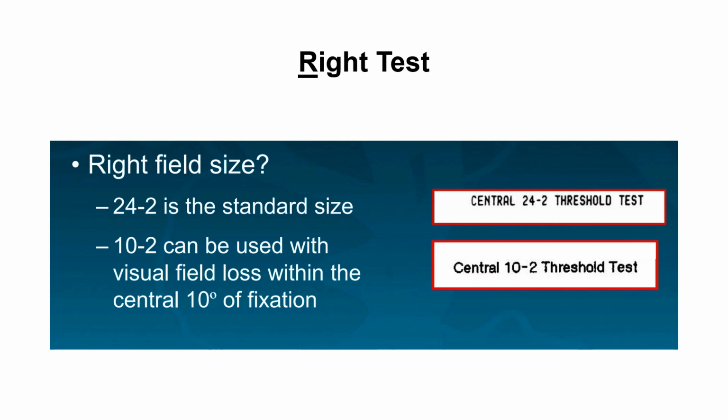Then you should check the right field size. As we said, the 24-2 is the standard, the central 24-2 threshold test. However, 10-2 is very important in advanced glaucoma to check the progression, and it's very important for visual field loss within the central 10 degrees of fixation. As we said, in early glaucoma or glaucoma suspects, 10% of them will have defects on the 10-2 test strategy.